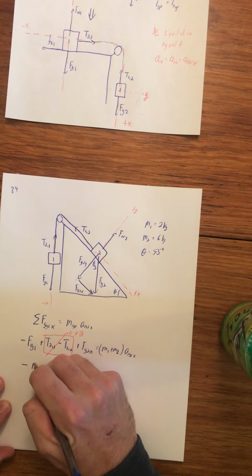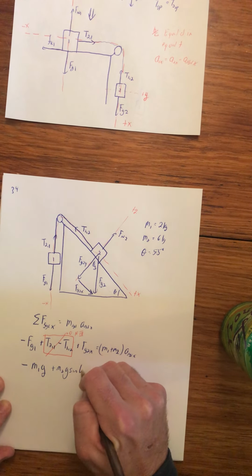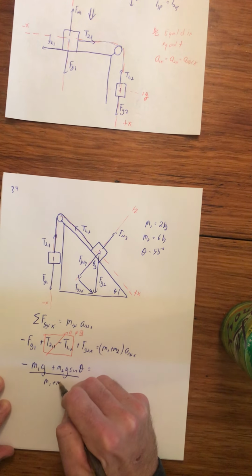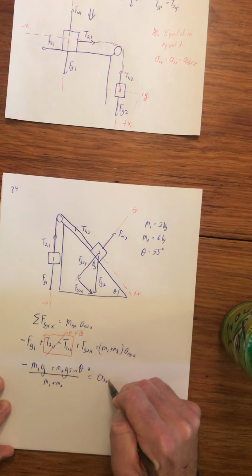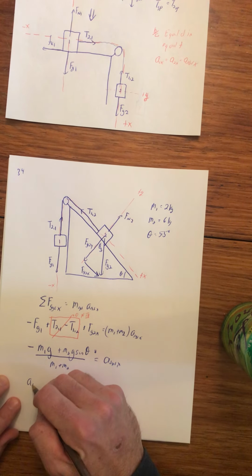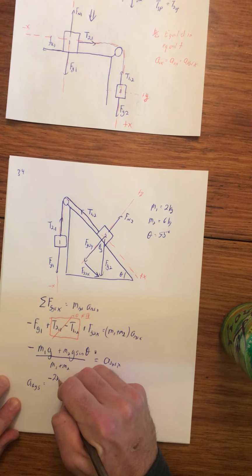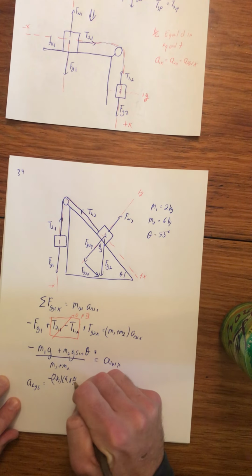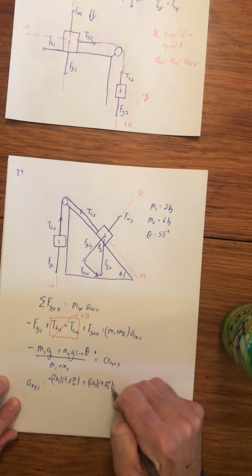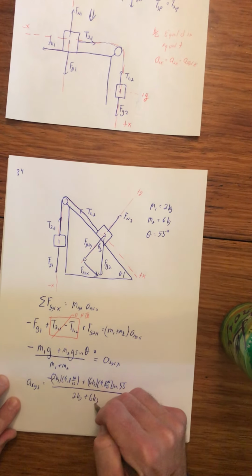So here we go in variables, negative M1g plus M2g sine theta is equal to, oh, actually, let's just move the M1, M2 over to the other side. There you go. And that's it. And I can plug in and solve for a_sys x now. So let's actually do the numbers. a_sys x equals negative 2 kilograms times 9.8 newtons per kilogram plus 6 kilograms times 9.8 newtons per kilogram sine of 55, all over 2 kilograms plus 6 kilograms.